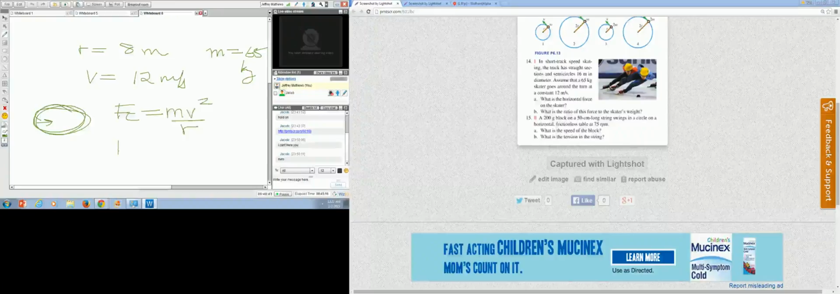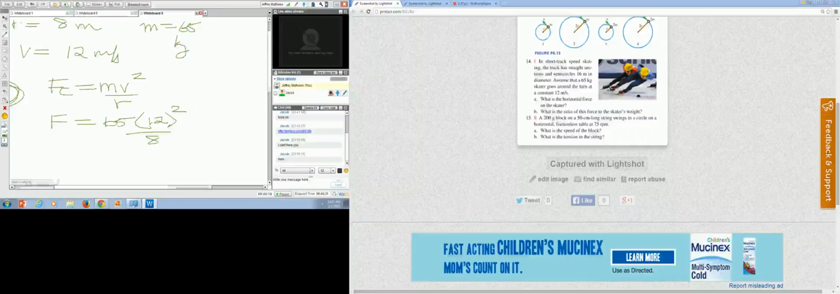65 times 12 squared over 8. Is that fine? That would be 144 times 65. And you'll get a number for that. That's what it is, 1170.